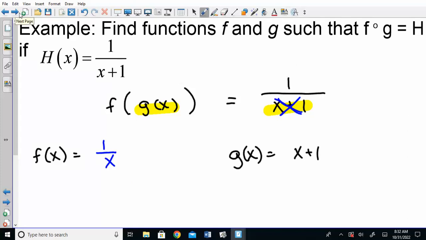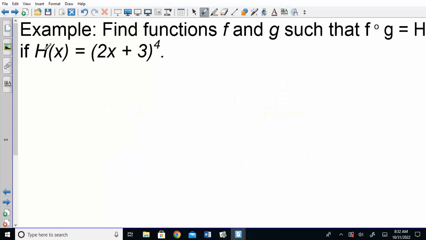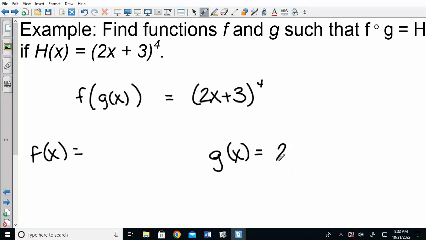And you guys try the next one. So our g is the inside, which is 2x plus 3. If you take that out and switch it back to an x, you have x to the 4th.